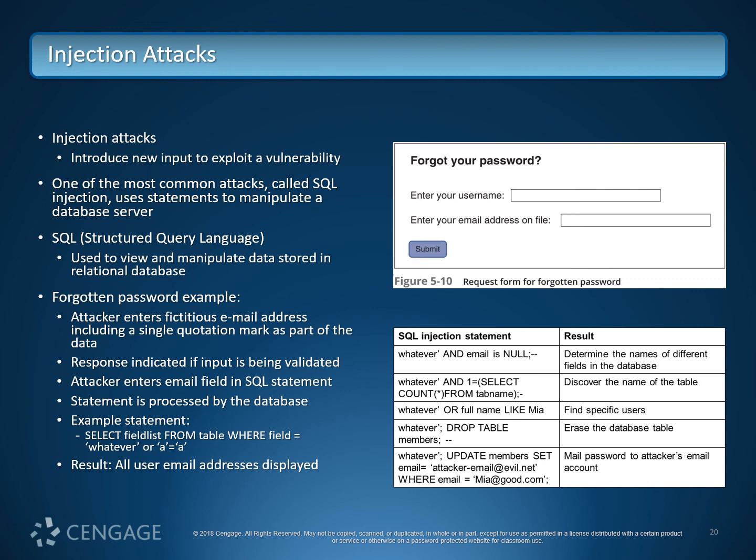So the statement is then processed by the database once the manipulated injection line has been processed. So the example statement would be select field list from table where field equals whatever it is, or A is equal to A. So at this point we're saying we're going to do a character test to say if A is equal to A, then that's going to be true. If we have an or, then if we have any portion of an or statement referring as true, the whole thing becomes true. So the statement automatically becomes processed. So that would then display all email addresses. In this particular instance, again, that's what happens if they don't have something to try and sanitize those inputs.